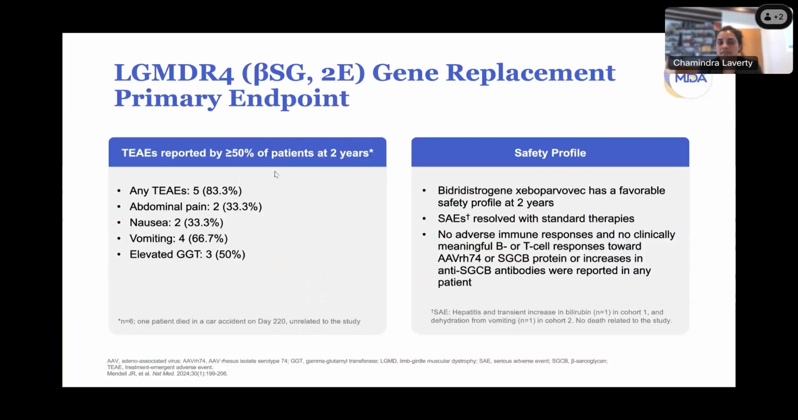So here were the treatment emergent adverse events. You can see there was abdominal pain, nausea, vomiting, elevated LFTs, including an elevated GGT, seen in a large majority of patients. Completely understandable for a gene replacement therapy. Safety profile was overall favorable, and all of these SAEs did resolve with standard therapies like hydration, additional steroids if necessary, anti-nausea meds to help them overcome these symptoms. There were no immune-related events, specifically B or T cell responses against the virus or the protein, and there were no antibodies made against the beta sarcoglycan that the patients are now expressing. So that's good. There were no immune-mediated reactions seen.